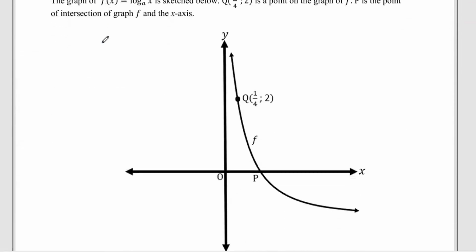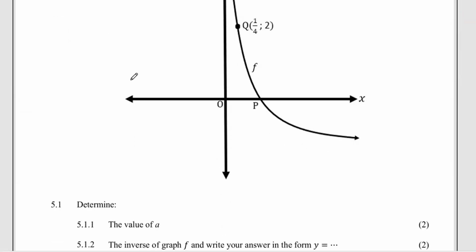Okay, question number 5, which is the exponential and the log. They're telling us the graph of f of x is given as sketched below. Q is 1 over f and (1/4, 2) is a point on the graph of f. P is a point of intersection. Okay, what do they want? They want the value of a.